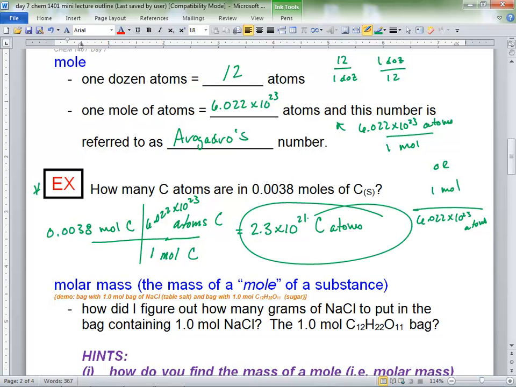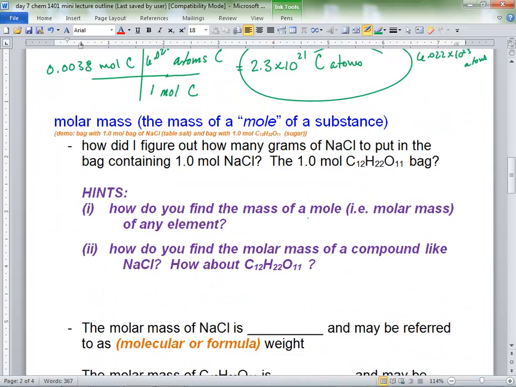Okay. 2.3 times 10 to the 21 carbon atoms. Make sure you can get it. Okay. So that's Avogadro.